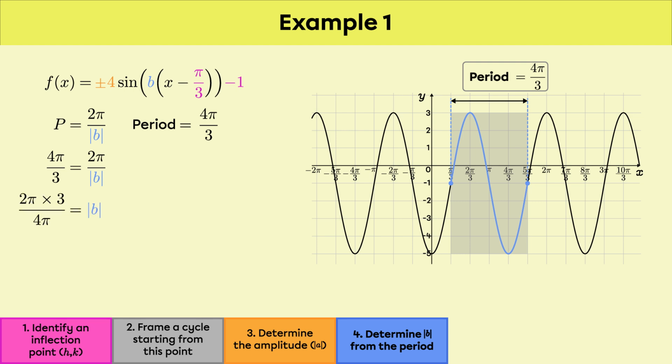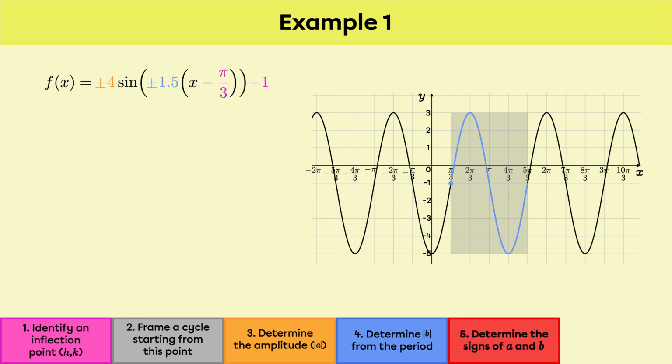This gives 2π times 3 divided by 4π, which equals 6π/4π. We can simplify this fraction by dividing by 2 and canceling out the pi, resulting in 3/2, or 1.5. So the absolute value of b is 1.5.